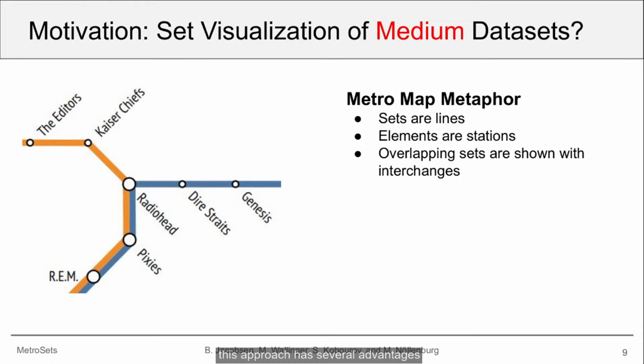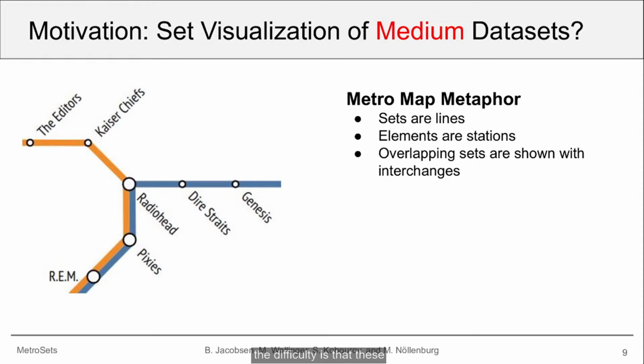This approach has several advantages. Many people already intuitively understand how to read metro maps, and so relatively little instruction is required to interpret metro map drawings of abstract data. In addition, it scales comfortably up to datasets with over a dozen sets and hundreds of elements.